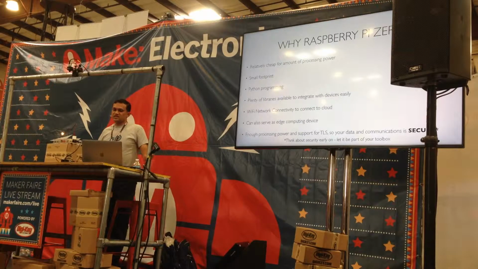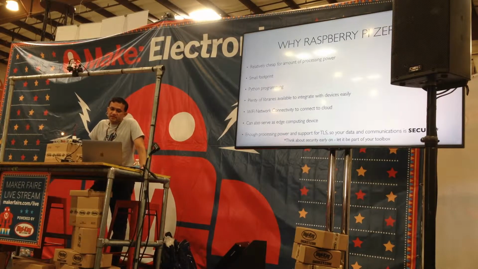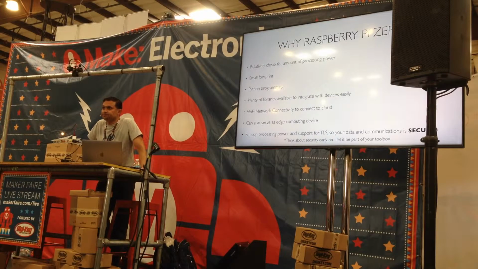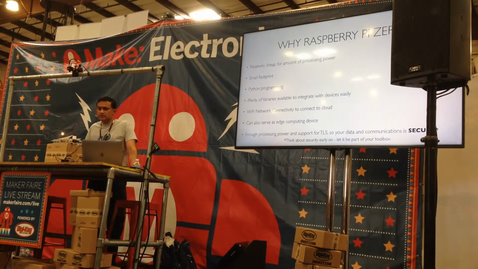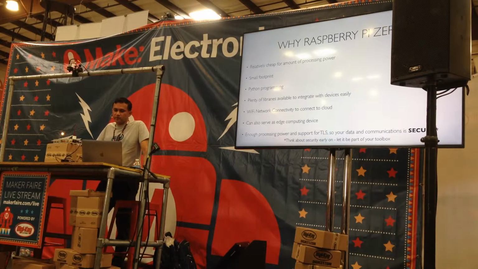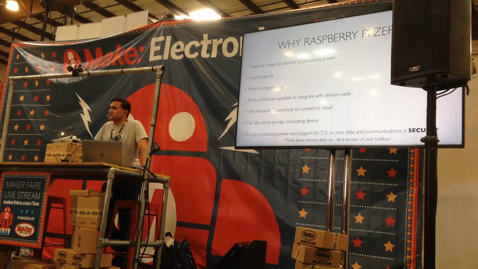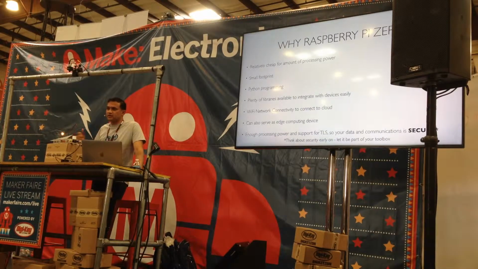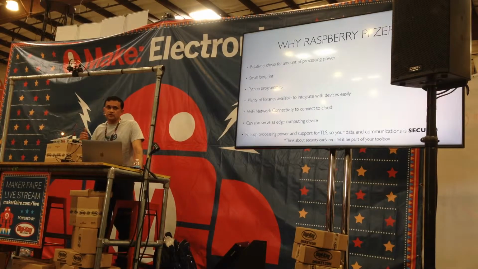Now, in my example, I'm using a Raspberry Pi Zero. Why is that? It's relatively cheap for a good amount of processing power. It has a pretty small footprint. You can do programming in Python. There are plenty of libraries available to integrate with the devices very easily. And it has Wi-Fi connectivity right off the bat to connect you to the cloud. It has enough processing power to also serve as an edge computing device.